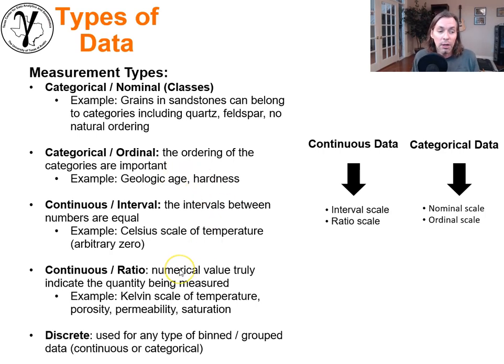Now, ratio, the number is truly indicative of a quantity that's being measured. And the Kelvin scale of temperature is a great example of that. Absolute 0 means something physically. Porosity, it means something physically. 0% porosity, 100% porosity, you just have void, and so forth. Permeability, saturations, and so forth.